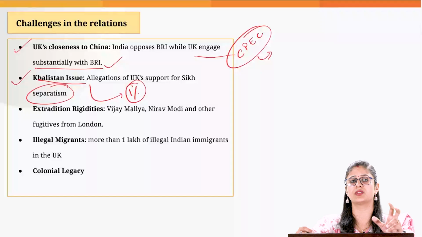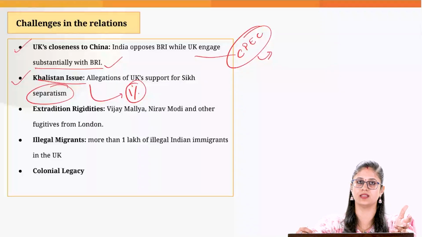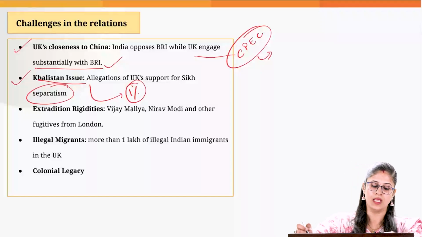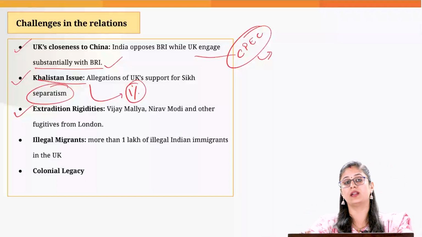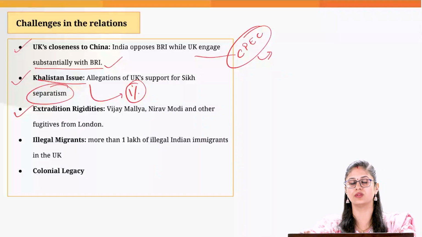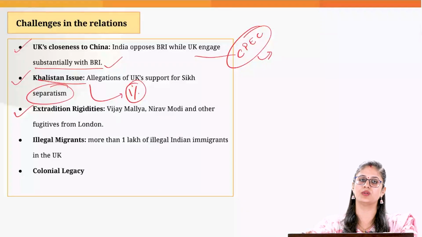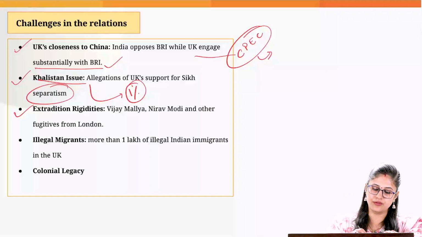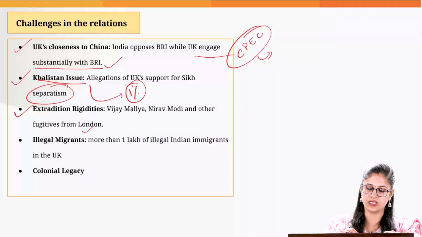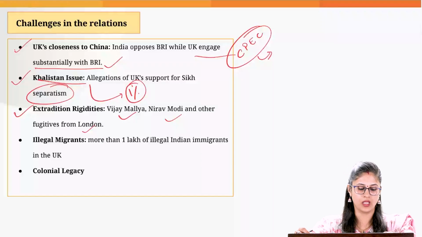This time and again strained the relation between the two countries, like the recent security breach when Mr. Jaishankar was on a visit to London. Then there are extradition issues also. Although we have an extradition treaty between India and UK, even today we have not been able to extradite the fugitive offenders like Vijay Mallya and Nirav Modi.